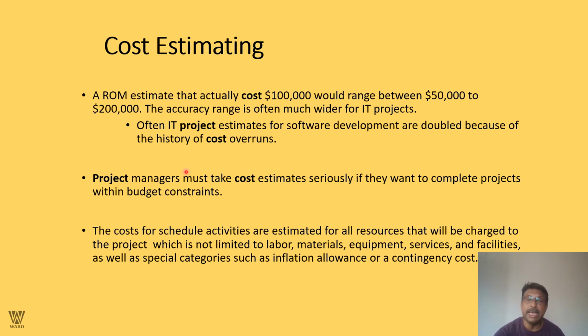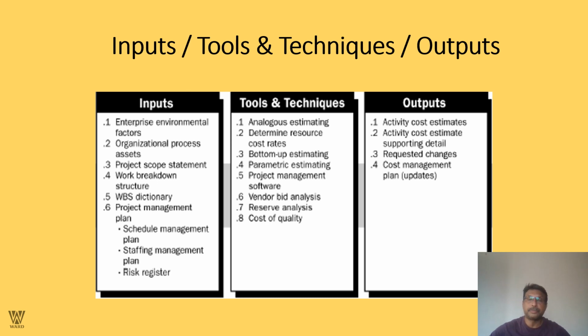Project managers must take cost estimates seriously if they want to complete a project within the budget constraint. The cost of scheduled activities is estimated for all resources that will be charged to the project, which is not limited to labor, materials, equipment, services, and facilities, as well as special categories such as inflation, allowances, or contingency costs. So we need to come back to the three basic elements of inputs, tools, and outputs.